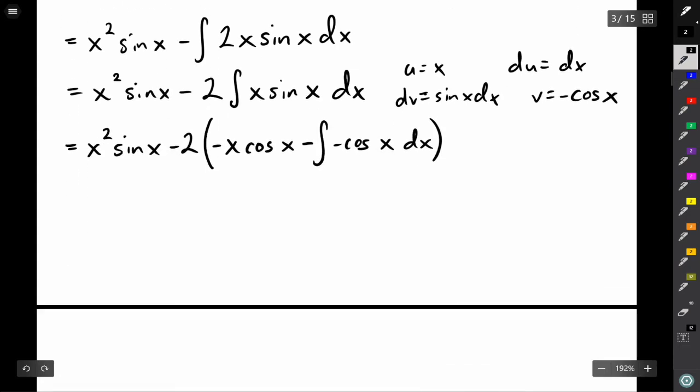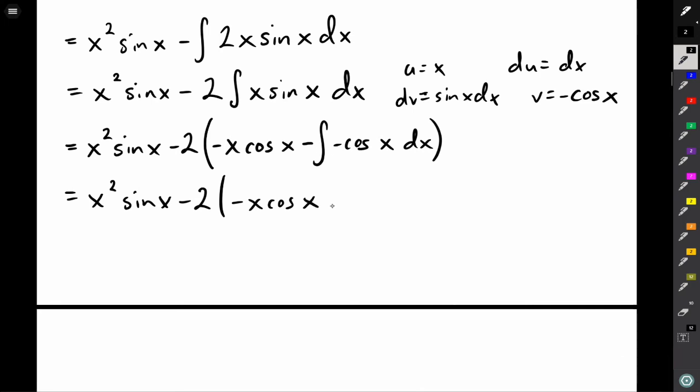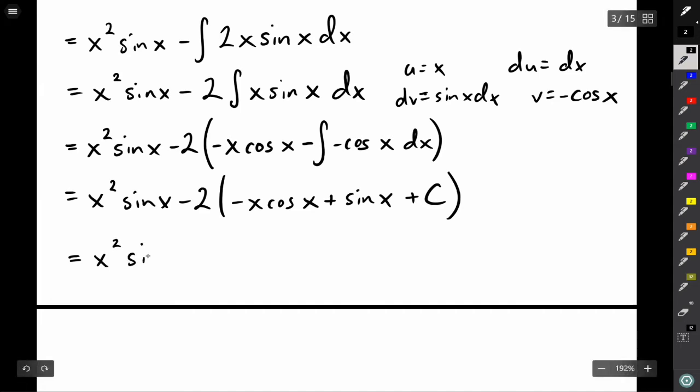right? So we get x squared sine of x minus 2 negative x cosine x. Now here I have a minus and a minus, so that makes a plus. And when I integrate cosine, I get sine plus c. And now we can just multiply out that negative 2 if you want. This is fine for an answer, but it'll look a little bit better like this.